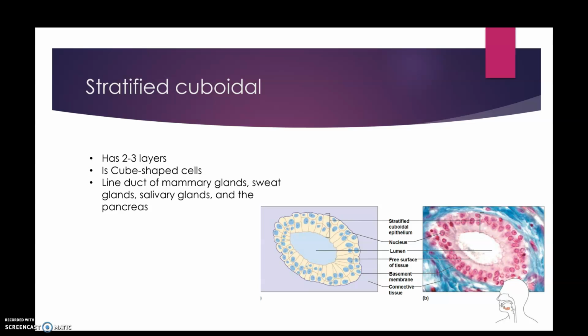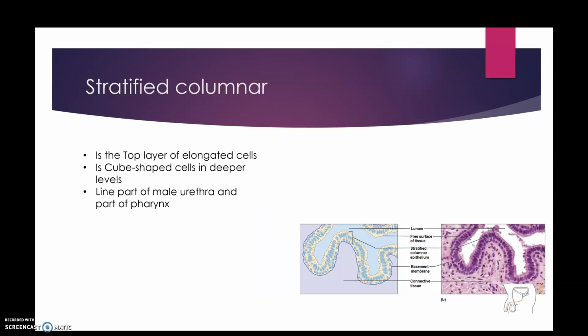The stratified cuboidal has two to three layers. It is cube-shaped. It lines ducts of mammary glands, sweat glands, salivary glands, and the pancreas. The stratified columnar has a top layer of elongated cells, with cube-shaped cells in deeper levels. It also lines part of the male urethra and part of the pharynx.